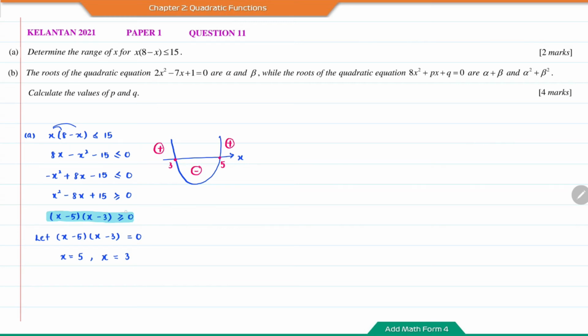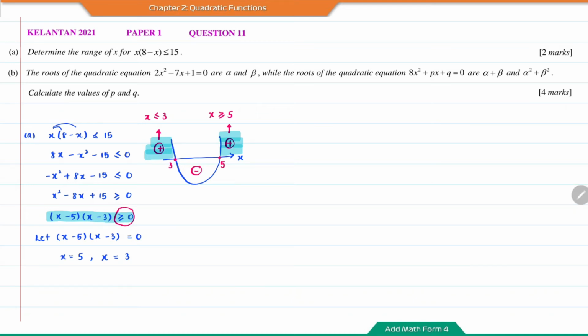Now, look at the factorization part. It's stated here, this is greater than or equal to 0. Therefore, we're going to look at the positive part. Therefore, the range of x for this quadratic inequality, the first one is for this part, x is less than or equal to 3. And for this part, x is greater than or equal to 5. That will be the range of x for these quadratic inequalities.